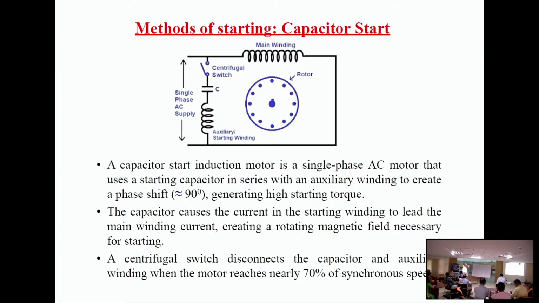So what is the function of the capacitor? The capacitor causes the current in the starting winding to lead the main winding current. That means as if a two-phase current is produced, thus creating a rotating magnetic field, which is necessary for starting. So that is the function of the capacitor. And with the centrifugal switch, if you don't want the capacitor to remain permanently in the circuit, you can remove it.